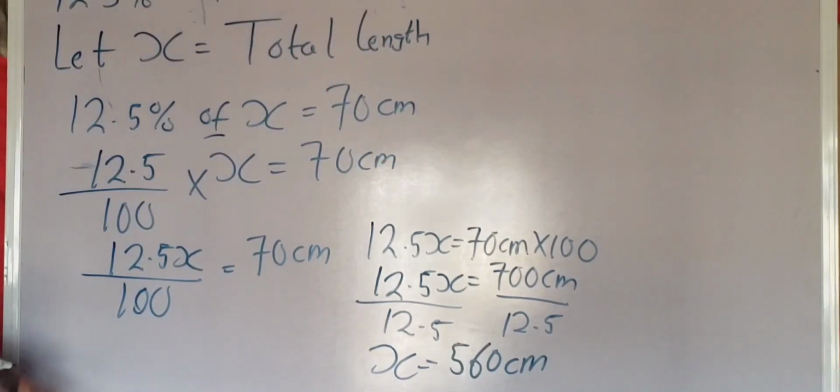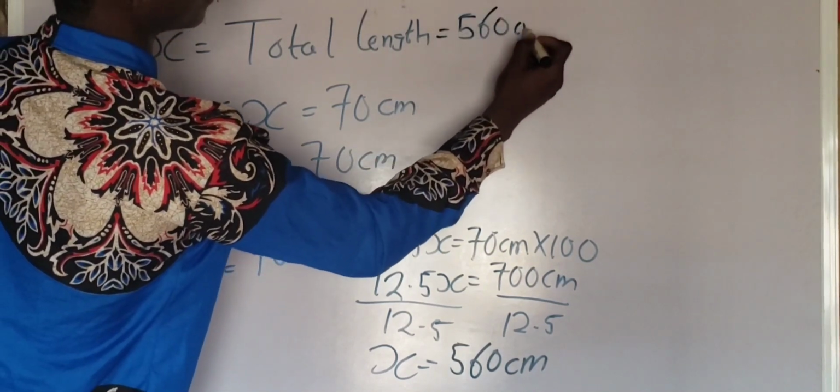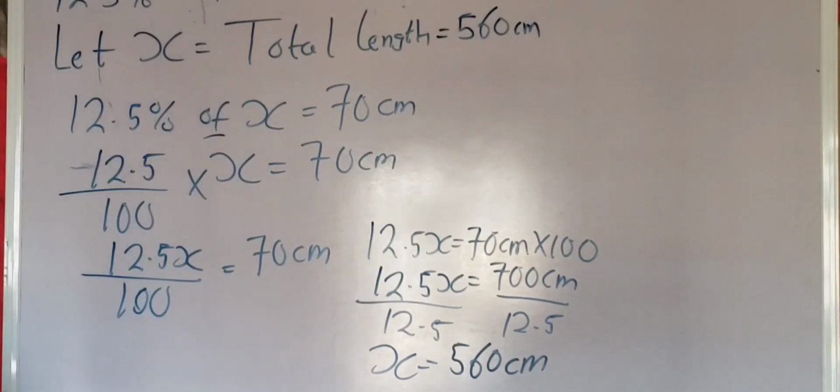Okay, the total length of the wood is equal to 560 centimeter. That is the total length of the wood. So let me just give you some practice questions that you can practice.